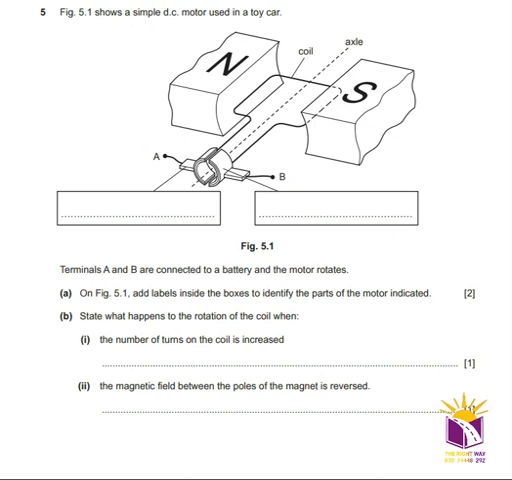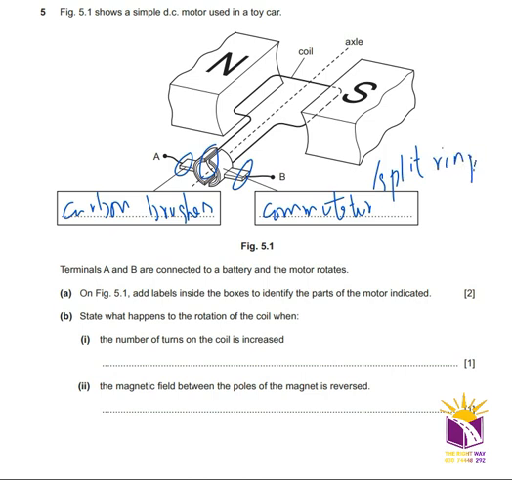Question number 5. Figure 5.1 shows a simple DC motor used in a toy car. So terminals A and B are connected to the battery and the motor rotates. On figure 5.1, add labels inside the boxes to identify the parts of the motor indicated. So what are the parts? What are these two parts? And what is this one? We know that these two parts A and B are called carbon brushes. Carbon brushes. And this one is called the commutator. Commutator, or this is also called split rings. You can write either split rings or commutator. These two are the permanent magnets, and this one is your coil.